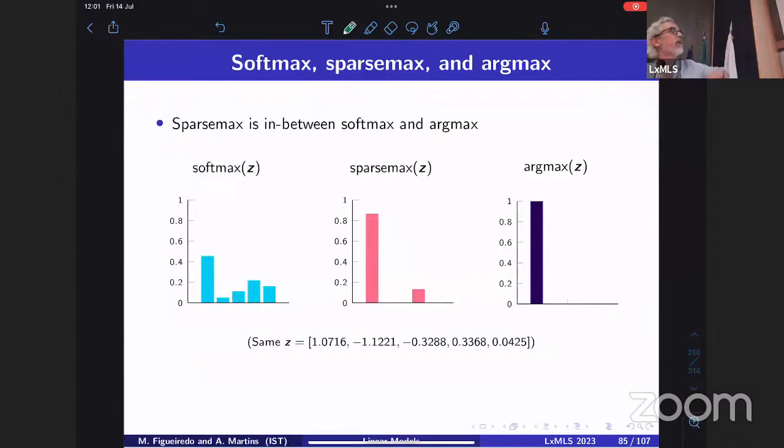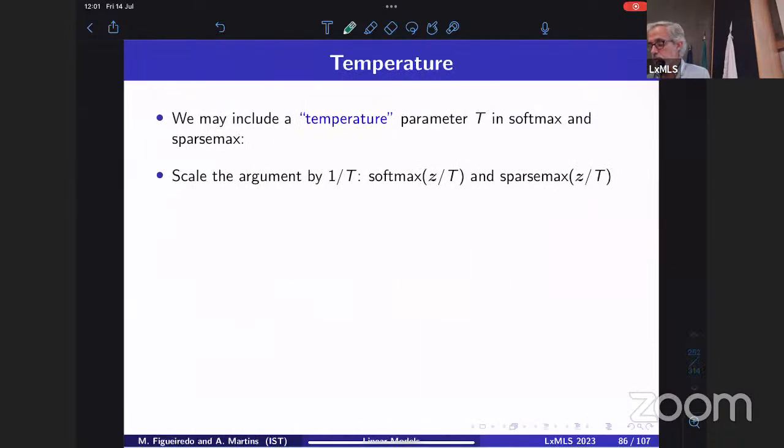So argmax would correspond to selecting only the most probable, which is the first one, putting all the mass there and zero for the others. Sparse max selects the two most probable and keeps only those such that the sum of the probabilities is one. So it's a projection on the simplex. This is sparse but differentiable.